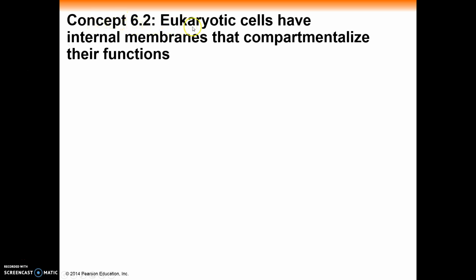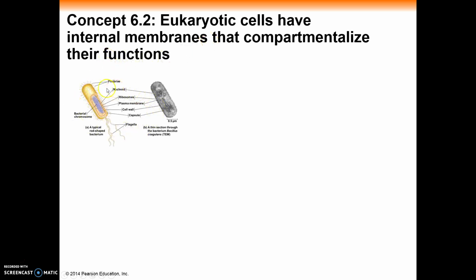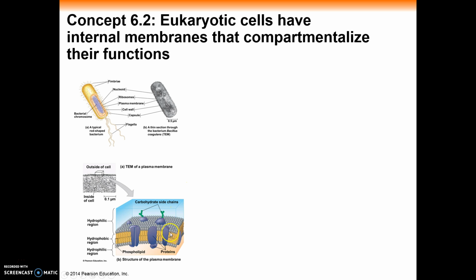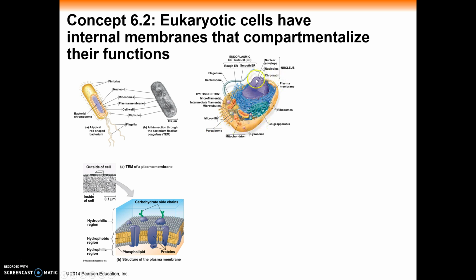So, concept 6.2, eukaryotic cells have internal membranes that compartmentalize their functions. Start off here, we have prokaryotic cells that don't have this compartmentalization, at least compartmentalization that is done by membranes. Bacteria and archaeal cells definitely have internal structure, it's just not from membranes. The membranes that we're talking about are these phospholipid bilayers. Wraps around the outside of both prokaryotic cells and eukaryotic cells, but then eukaryotic cells have all these internal compartments which have different jobs, whether it be protein sorting, protein production, energy production, you name it, we've got an organelle for that.